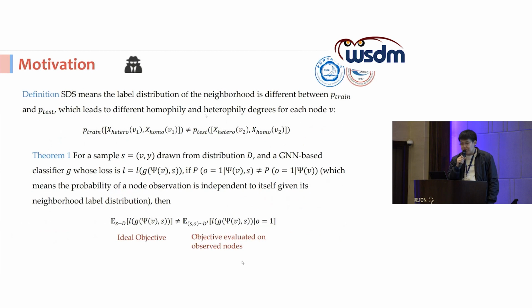And here's our motivation. The definition of SDS is that the label distribution of the neighborhood is different between the training dataset and the test environment, which leads to different homophily and heterophily degrees for each node V. According to our theorem, we found that the ideal objective cannot be accessed and optimized. Indeed, we optimize an objective evaluated on the observed nodes due to the existence of SDS.